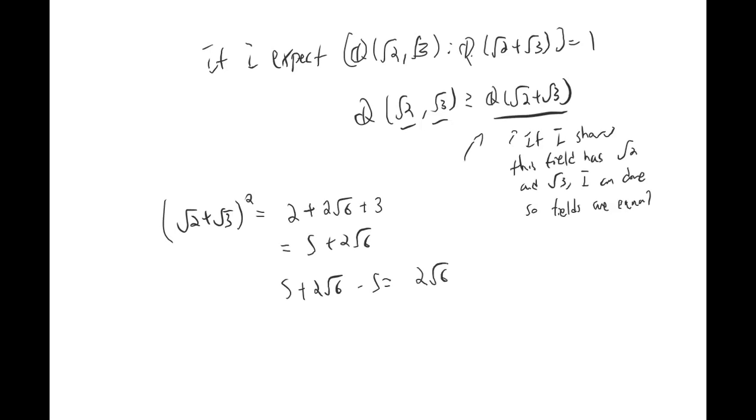Now 2 root 6 is in this field. Now 2 is in Q. So I certainly have a half since I'm a field. So I can multiply by a half. I'll put arrows instead of equal. So now I know this field has root 6. Yeah? Does everyone follow so far? Am I going too fast?